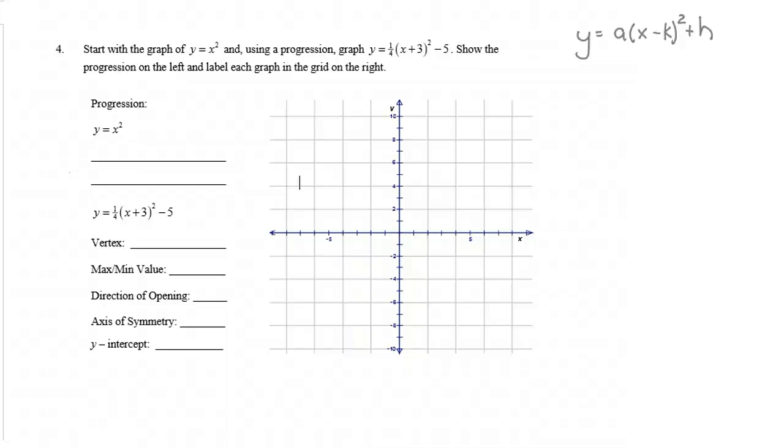Hello. In this video, we're going to start with the graph of y equals x squared, and using transformations, graph the relationship y equals 1/4 (x plus 3) squared minus 5. Now when we talk about using a transformation, we're applying what are called transformations. And though we're starting with quadratics, this idea of transformation applies to a large number of relationships that are out there.